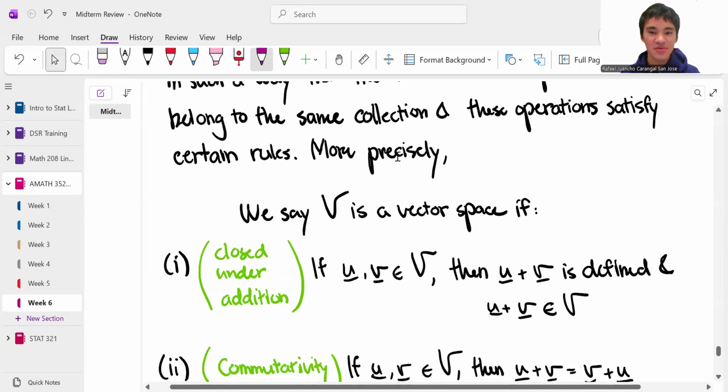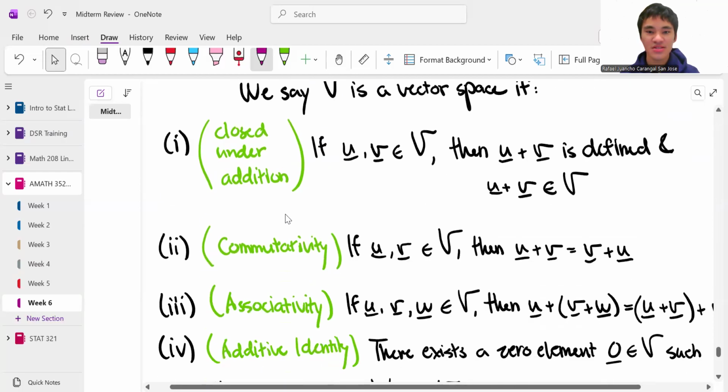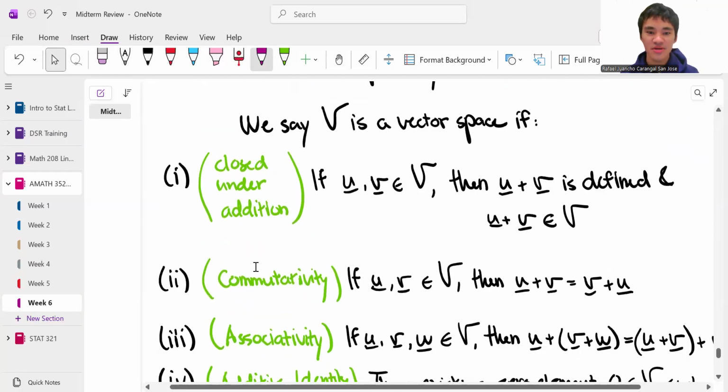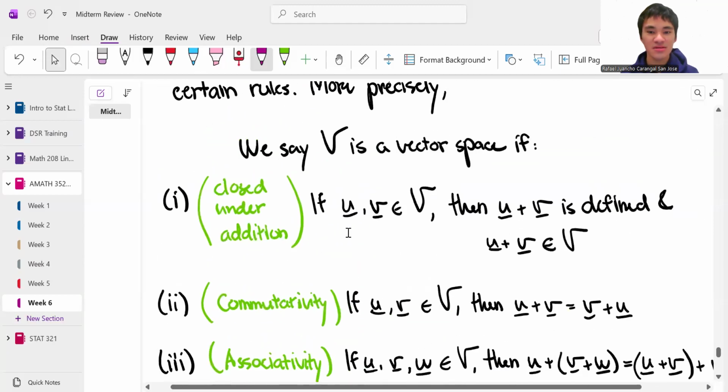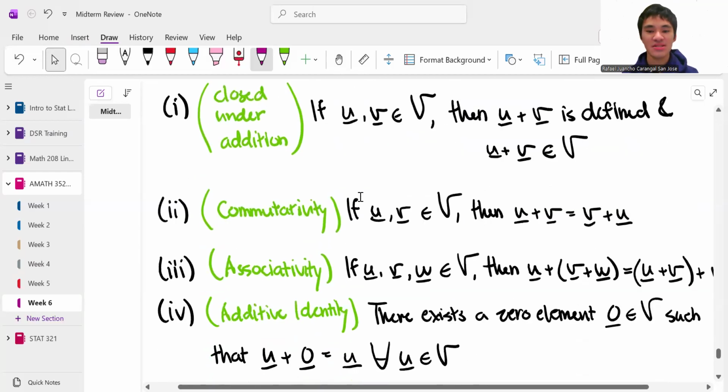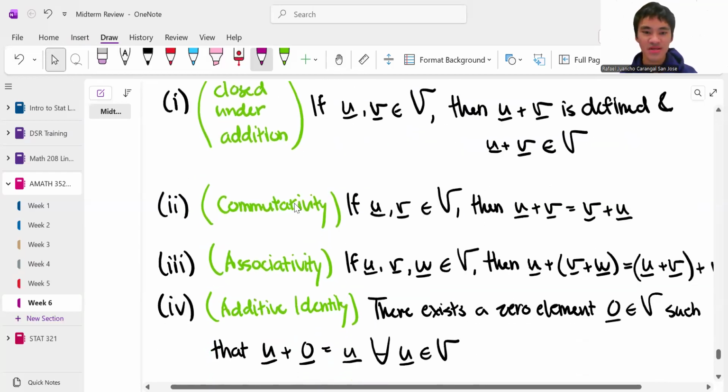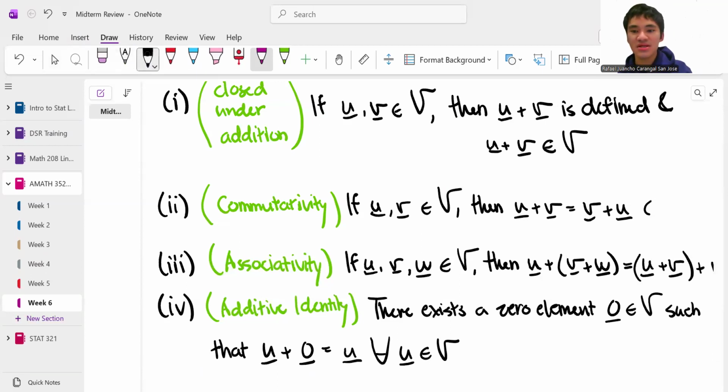To be more mathematically precise, we denote the vector space as capital V. It's closed under addition, so here are a bunch of properties. Say we have vectors u and v that belong to this vector space V. Then when we add them, the result should also be in the same vector space. Then same idea, commutativity. That just means when we add vectors, we can reverse them and they produce the same thing, and they are part of that same vector space.